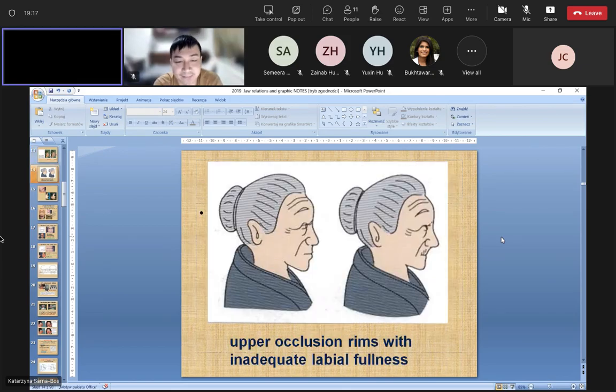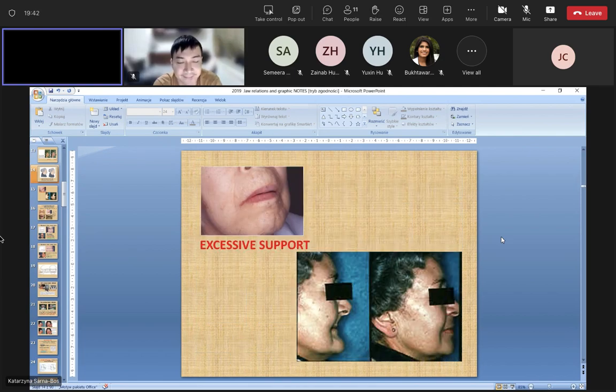Many upper occlusion rims have inadequate labial fullness, and if the upper lip is not adequately supported, it will mislead the determination of the occlusal vertical dimension. If the support of the upper lip is insufficient, even with the same height of occlusal rim, the occlusal vertical dimension will appear smaller, as you see here in this picture. Insufficient support, good support, and here we have excessive support.